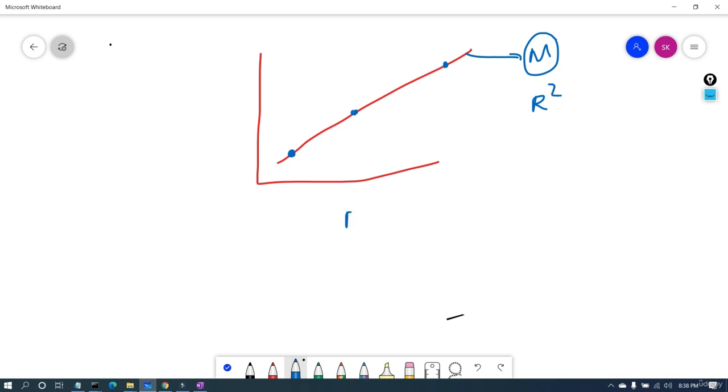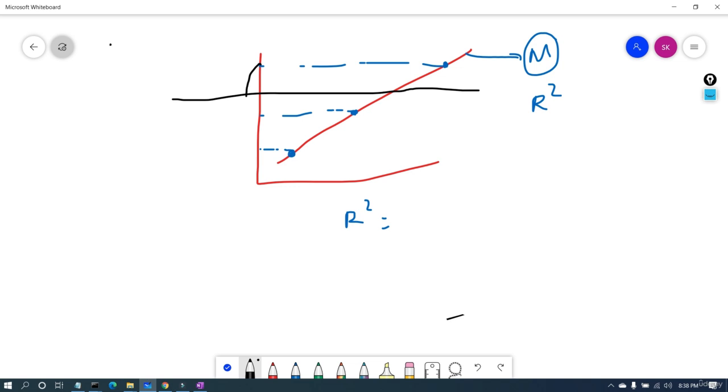To calculate R square, first of all we calculate the variance. We map all of these points onto the y-axis, and for these 3 points we calculate the mean. Let's say the mean comes over here, and now calculate the distances: first this distance, second this distance, and third this distance. Let's say this distance came as 15. I'll just randomly choose this. So the variance of the mean came as 15.